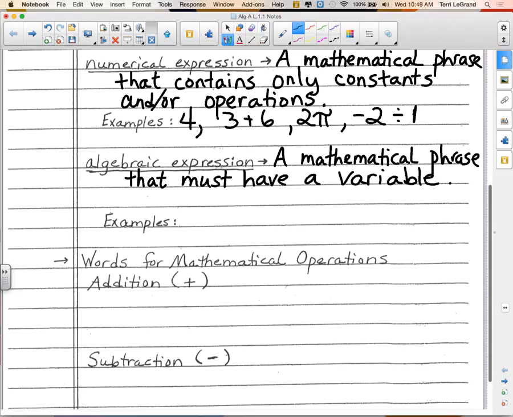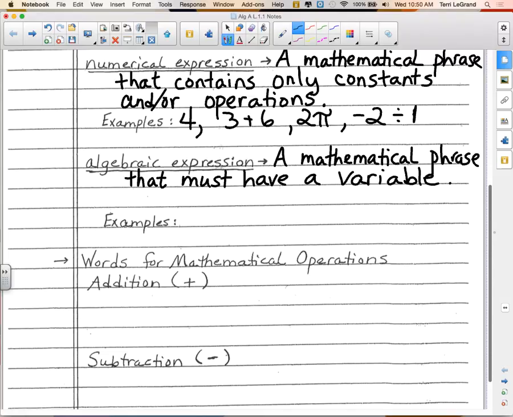Can the numerical one have a variable? Was that part of the numerical expression's definition? Could it have a variable? Look back up at our numerical one. It said constants and or operations. Was variable listed in there? No. So now we're saying, oh, but if you have a variable in it, now it's no longer a numerical expression, it took on a new role. It's called an algebraic expression. So numerical expressions can turn into algebraic expressions by getting a variable involved in them.